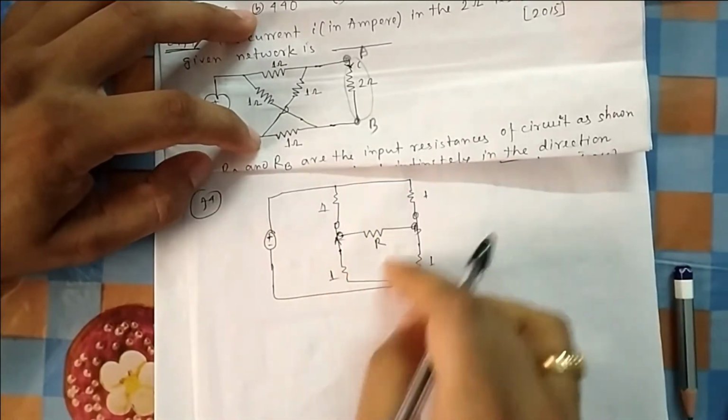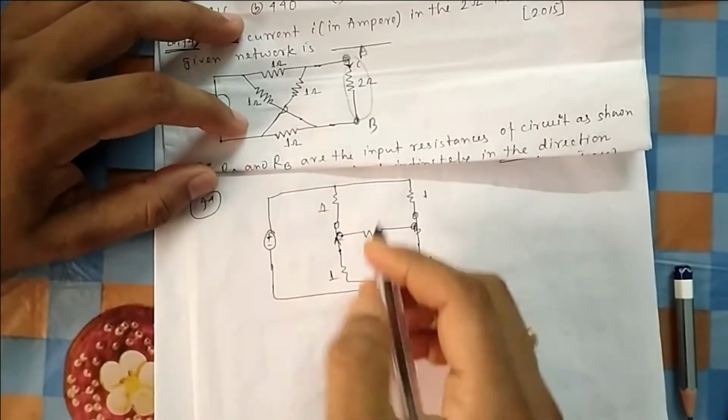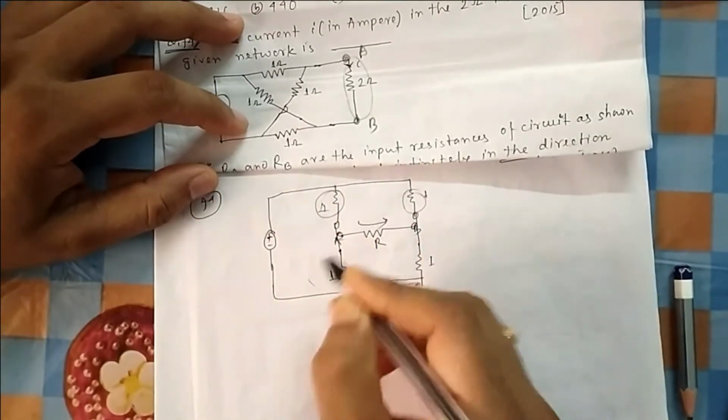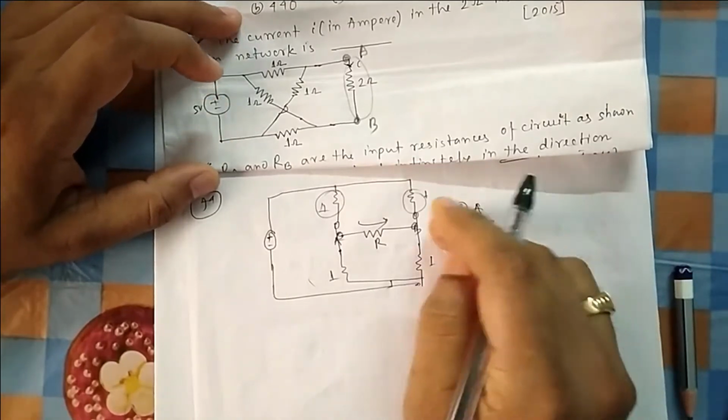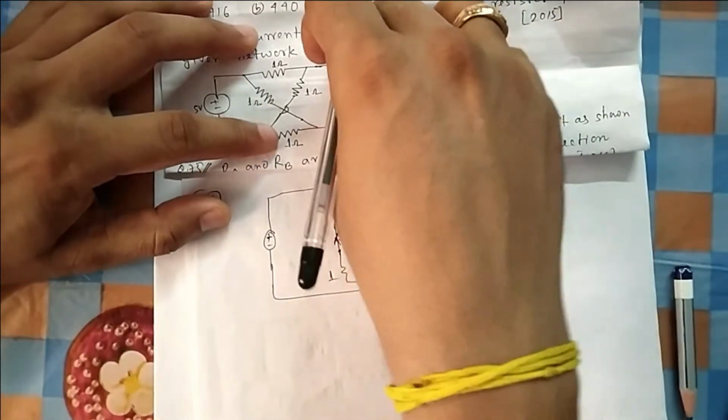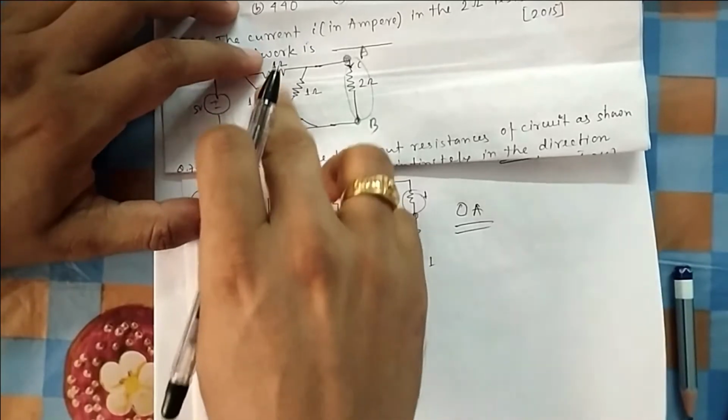So this way, if you do it, now it becomes a simple Wheatstone bridge. In a Wheatstone bridge, all the ratios are equal, no current will flow through this, so it is 0 ampere. So the drawing is the main thing. You draw, you separate this one AB, and you try to figure out one by one.